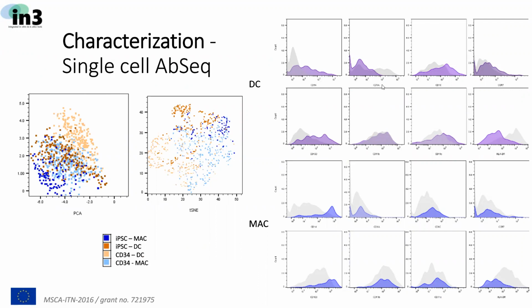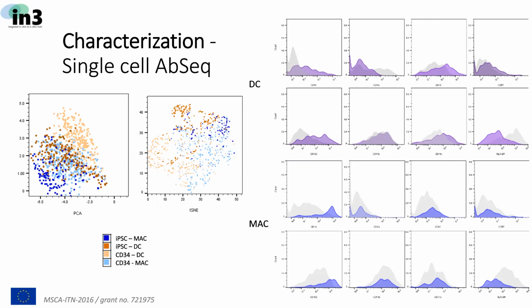You can see that some of the antibodies, such as CD1A, are higher expressed in the CD34 positive cells, and also HLA-DR. However, some other markers such as CD14 and CD163 are more highly expressed in the iPSC-derived macrophages.